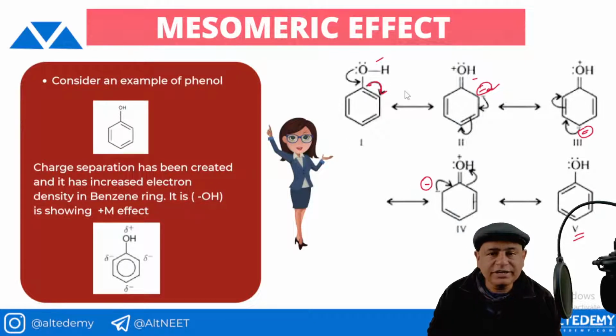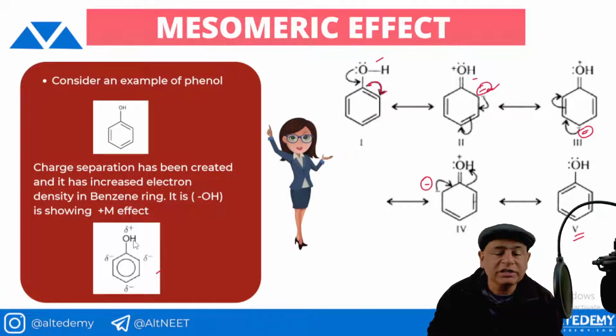So what generally we have seen, OH has got a property to push the electron into the system. As a result of all these resonating structures, which are also called canonical structures, look here how the charge separation will be created. On OH, we will be having a delta positive charge.